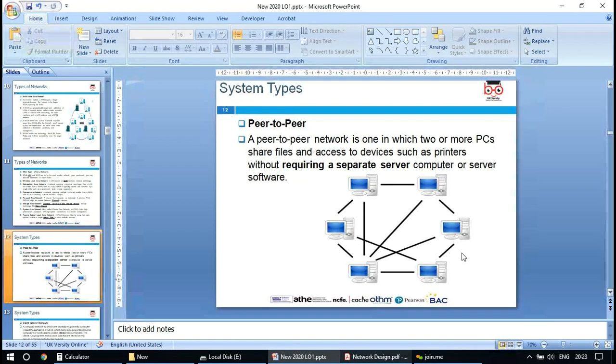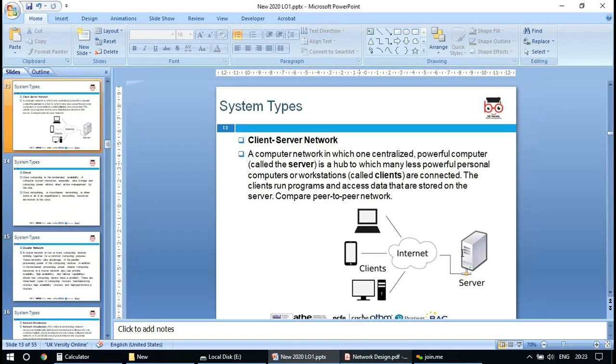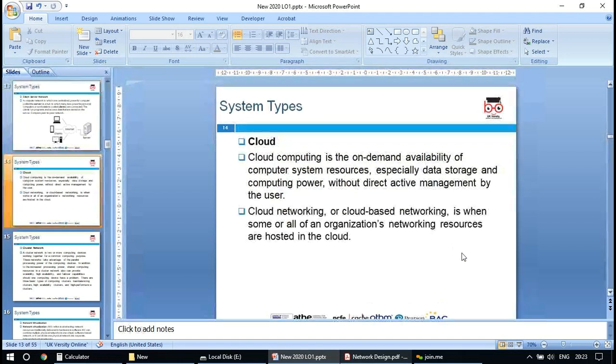Then client server network: if you dedicate a computer and it is serving other clients for any purpose, it would be considered a client server. Then cloud system, again a system which lets you get the resources, or the computing power or computing resources shared, is also a type of system, isn't it?